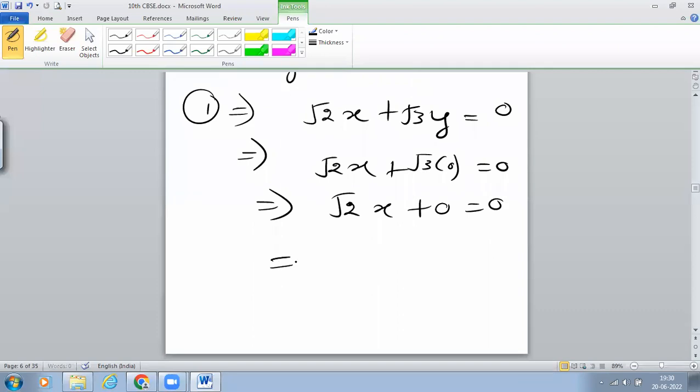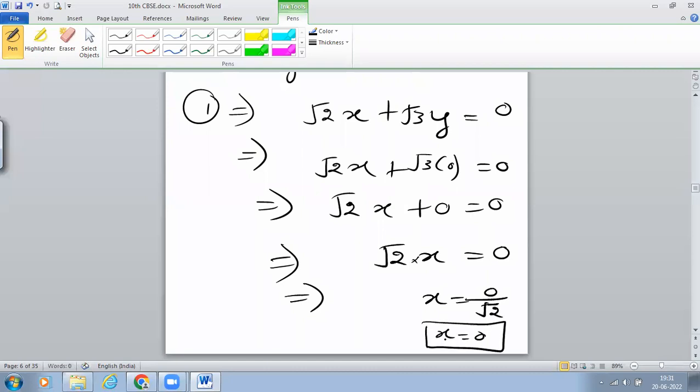Okay, anything plus 0, we will get the same number, right? So root 2x plus 0 is simply root 2x. So root 2x is equal to 0. Now this root 2, which is in multiplication, taken to the opposite side, becomes division. So x is equal to 0 divided by root 2. 0 divided by root 2 is 0 only. 0 divided by any number is 0. Hence the value of x is equal to 0. Therefore, the solution of this given pair of linear equations is x is equal to 0 and y is equal to 0. This is the answer. Therefore, the solution is x is equal to 0 and y is equal to 0.